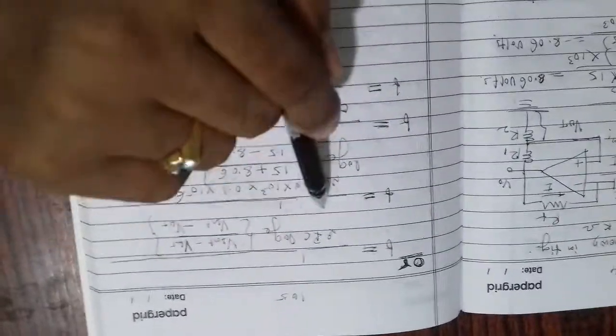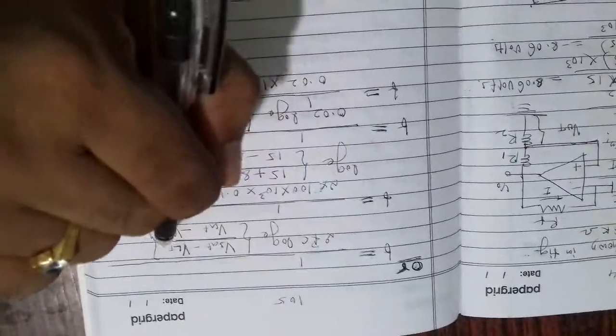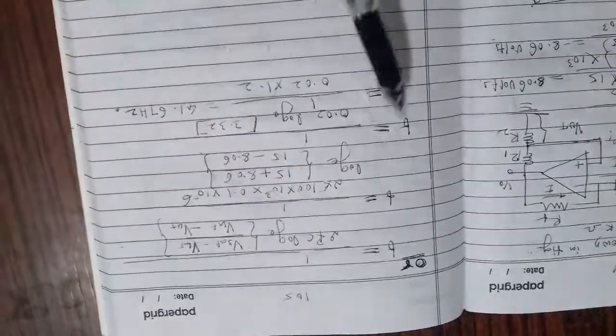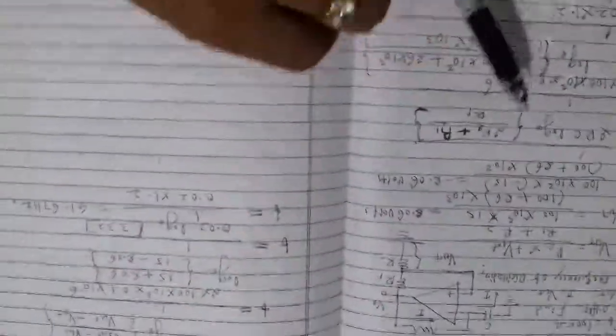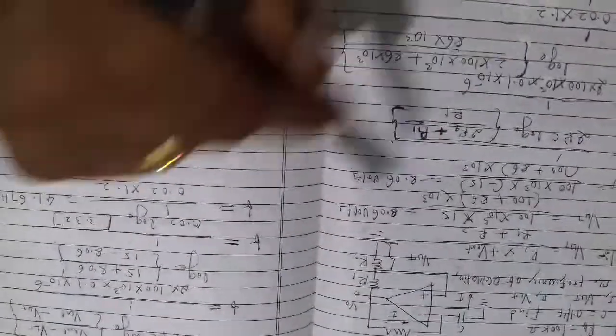F is equal to 1 upon 2 RC log of (V saturation minus VLT) upon (V saturation minus VUT). Or you can use this equation for the determination of the frequency of oscillation.